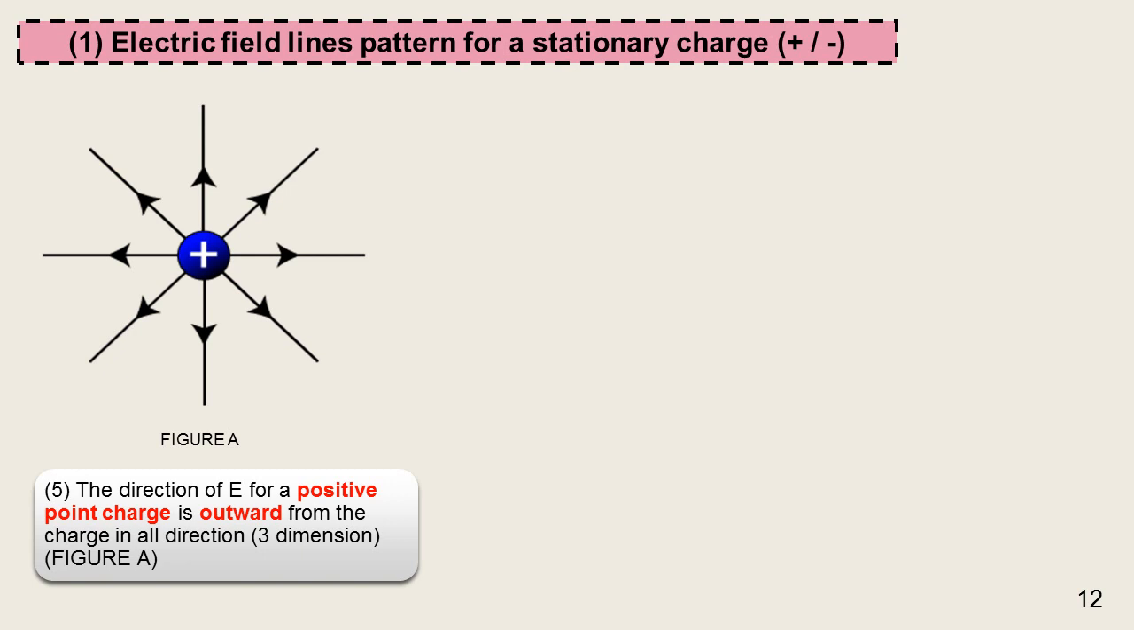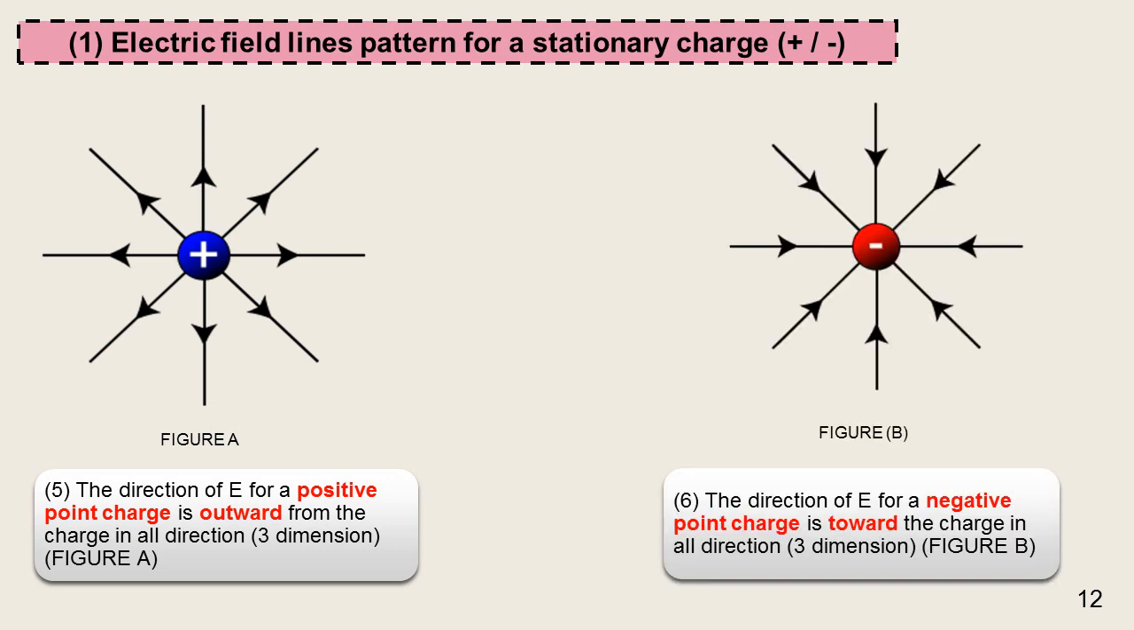So we continue with the electric field line properties. Number five, the direction of E for a positive point charge is outward from the charge in all directions. So this is very important. Positive is outwards, meanwhile the negative is towards. Number six, the direction of E of a negative charge is toward the charge in all directions. So this is very important. Positive is outward from the charge, so negative is toward the charge.